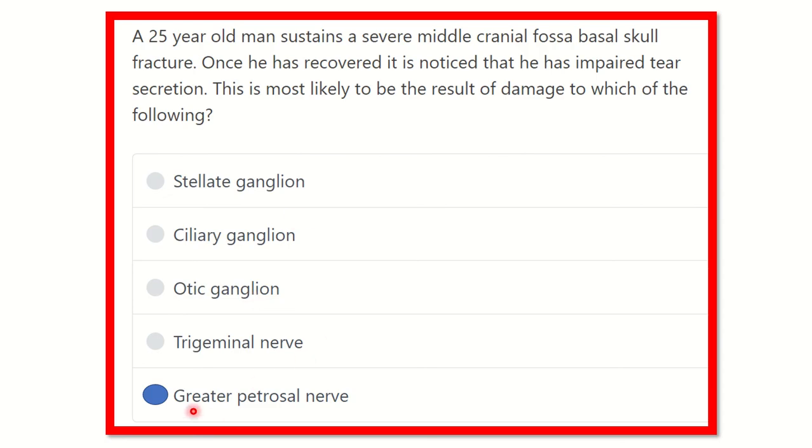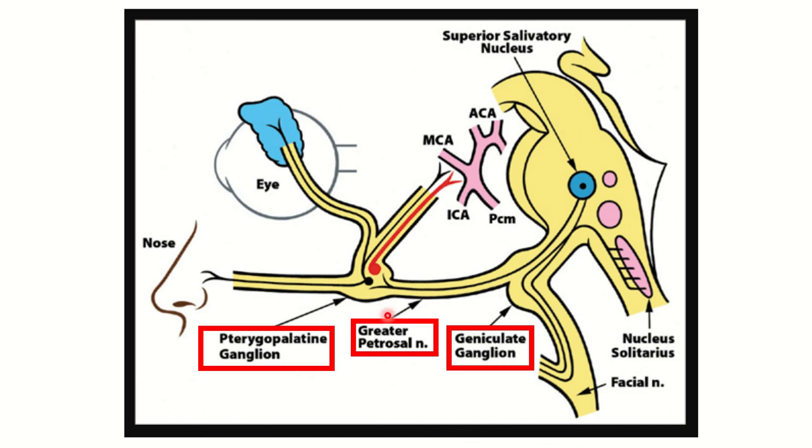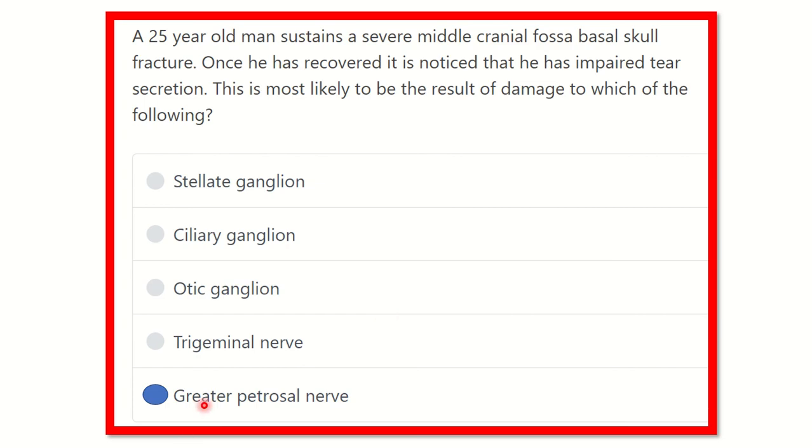So here we can see this is the greater petrosal nerve. The greater petrosal nerve present at this point may be damaged during trauma. It may be impaired during a middle cranial fossa skull base fracture from any trauma, and tear secretion may be impaired due to damage of this greater petrosal nerve. So our final answer is the greater petrosal nerve, but if the pterygopalatine ganglion is present, then it would be the pterygopalatine ganglion. So here the answer is the greater petrosal nerve.